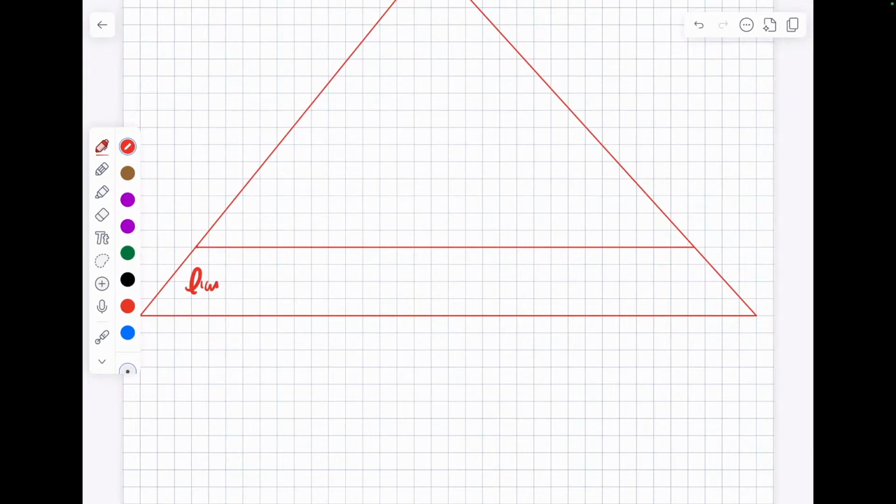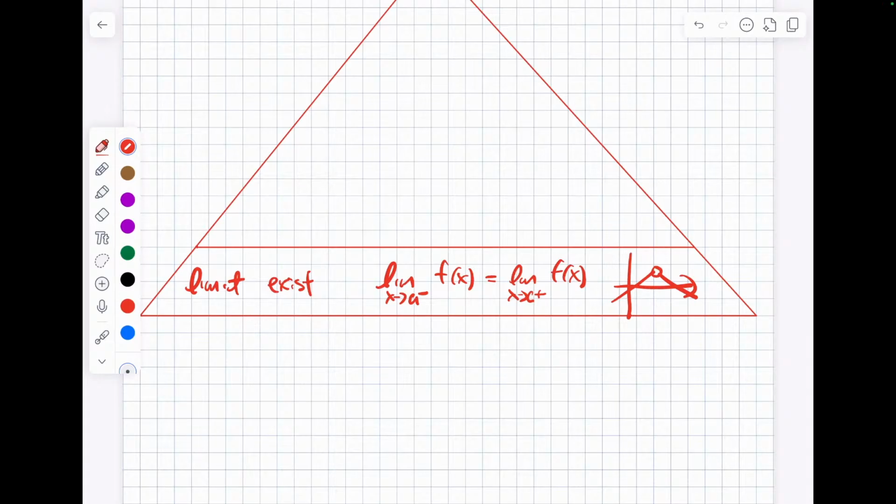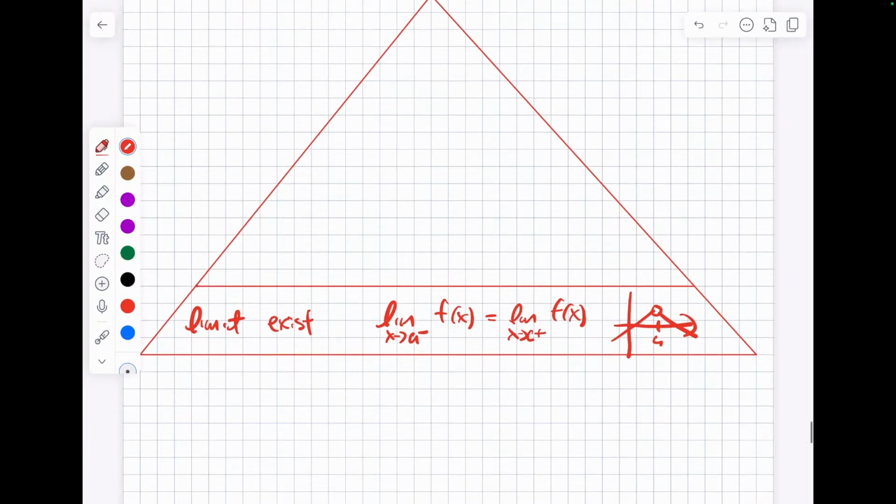So the limit existing is the first layer. And the limit existing is very easy: the limit as x approaches a from the left of f of x is equal to the limit as x approaches a from the right of f of x. In terms of graphing, it probably looks something like this. As long as you are approaching a single point, even though it's an open circle, the limit still exists. But we talked about this before. It's nothing new.